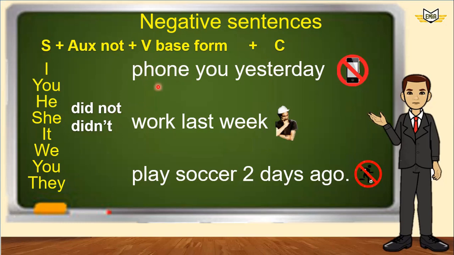As I mentioned, we use the rules only in affirmative sentences. We use ed only in affirmative sentences. In negative sentences, you don't write the verb in simple past because you already have an auxiliary. So subject plus auxiliary in negative form plus the verb in base form and a complement. For example, I didn't phone you yesterday.